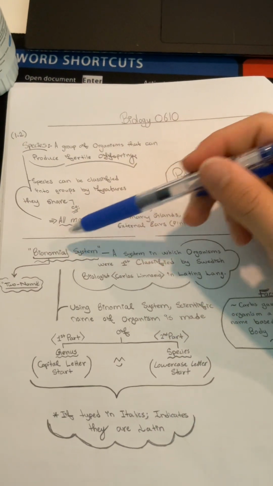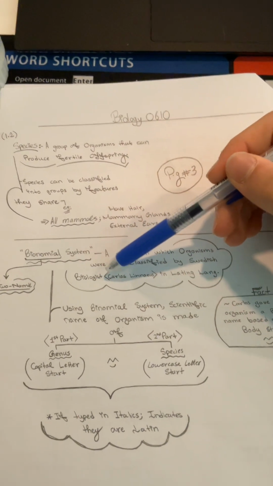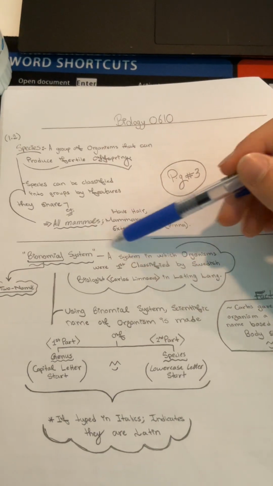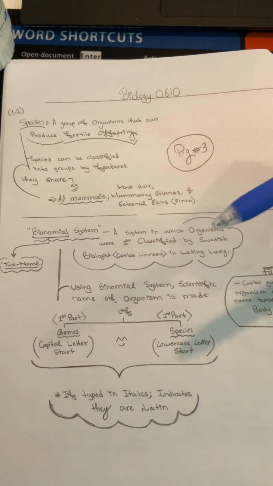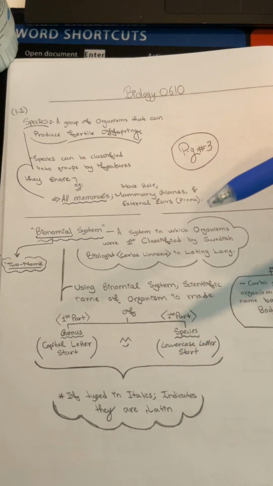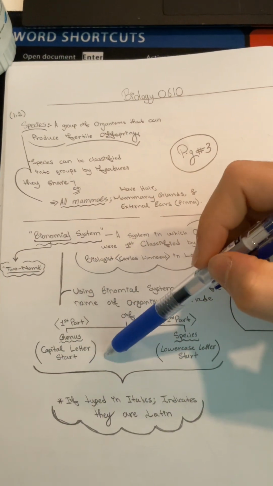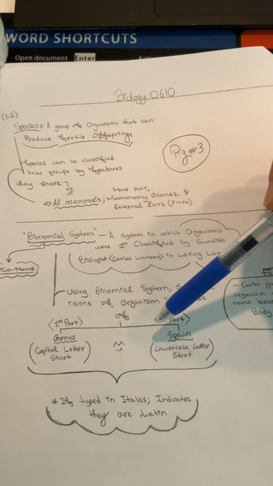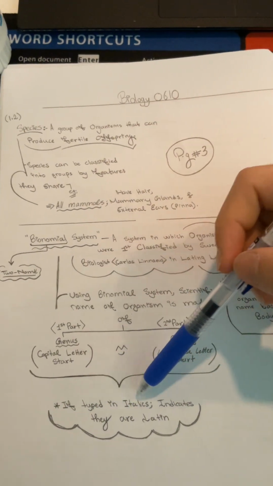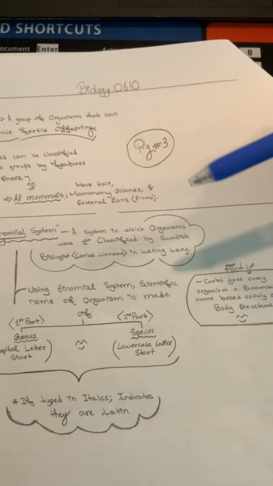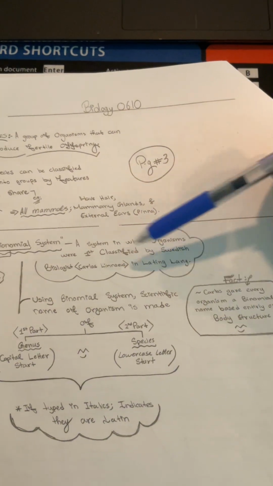Binomial system. The binomial system is a system in which organisms were first classified by the Swedish biologist Carl Linnaeus. He started the binomial system in the Latin language. Using the binomial system, scientific names for organisms are made and it's easier for us to understand. It is a two-part naming system. The first part contains the genus name starting with a capital letter. The second part contains the species name starting with a lowercase letter. If typed in italics, it indicates that they are in Latin. A quick fact: Linnaeus gave every organism a binomial name based entirely on their body structure.